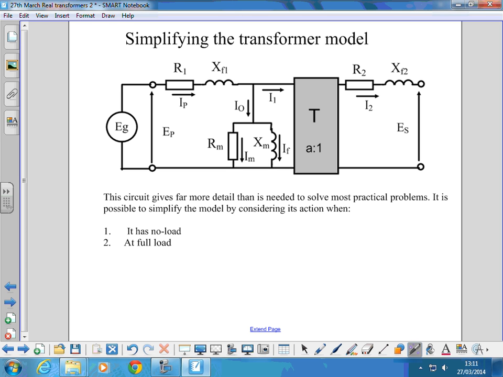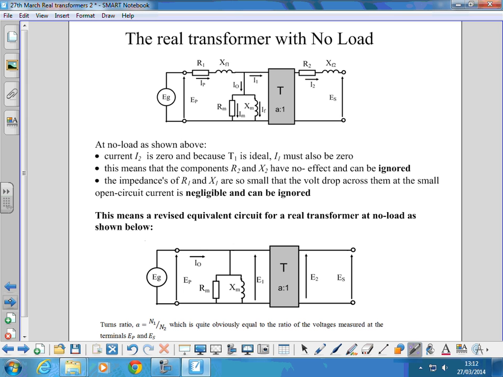However, it's got more detail than you would require to solve most practical problems. It's possible to simplify this model by considering its action, one, when it's got no load, and two, when it's got full load. Okay, so that's what we're going to do now, try and simplify this model a little bit. Okay, so what I've done on the next page is included the full model at the top.